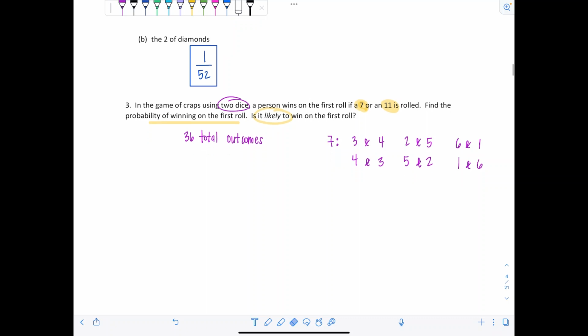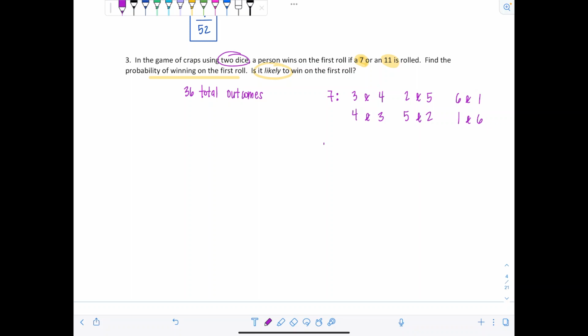You could also win if you roll an 11. So how many ways can you roll an 11? Just 2, right? A 5 and a 6, or 6 and 5. Okay, so there's 8 different ways to win, and there's 36 total outcomes. So that means the probability of winning is going to be 8 divided by 36. Now we have to reduce this. So I can divide numerator and denominator by 4, right? Divide by 4, divide by 4. So then we're going to have 2 over 9.